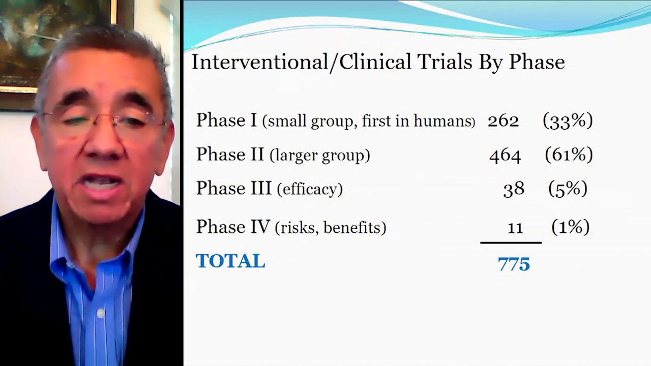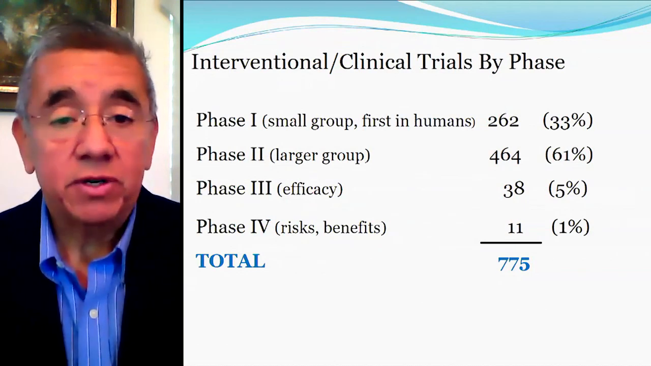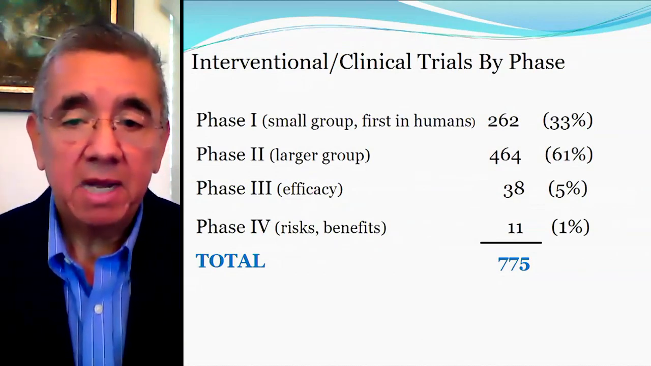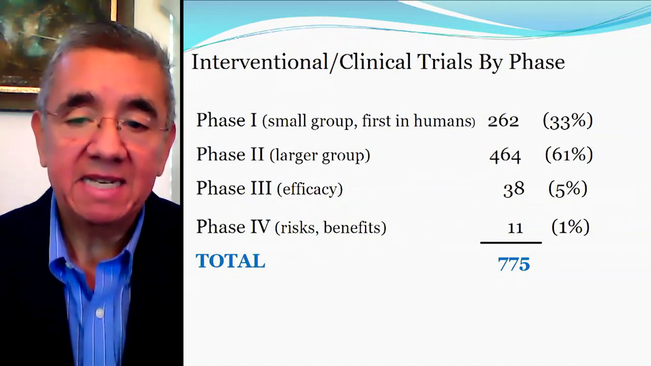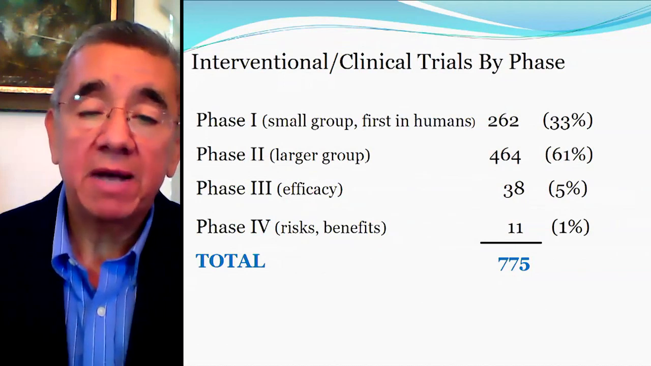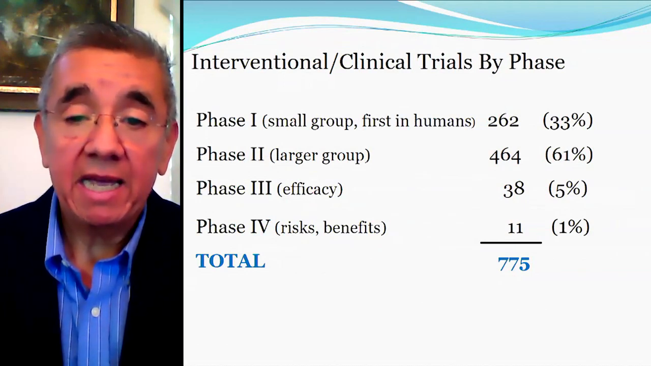So when we start increasing the development, the research, this moves to phase 3, and that's when we become like 5%, and phase 4, the risk benefit, is 1%. So these are the numbers that we have obtained from all the research that has been done here at the NIH.